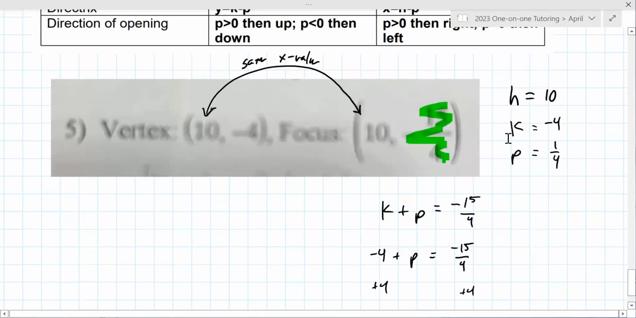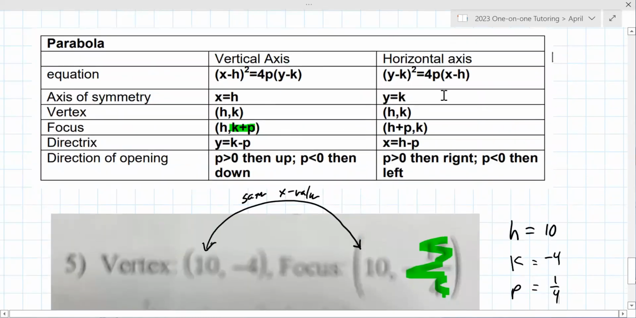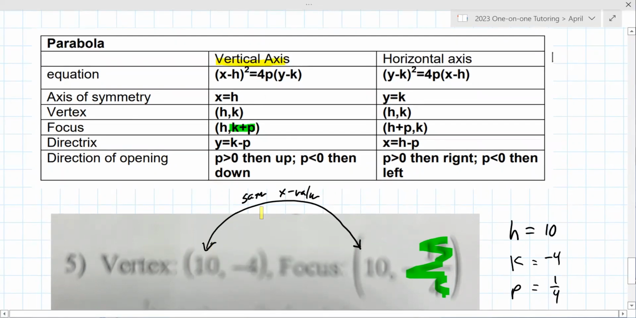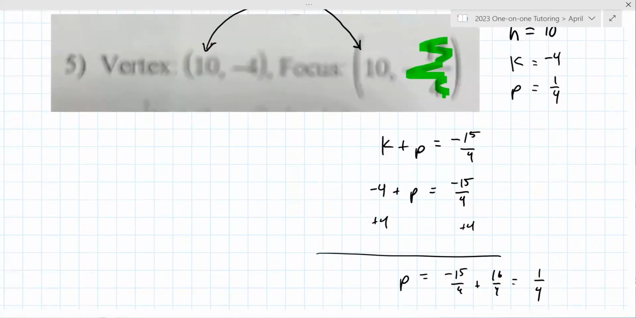So we found H, K, and P. We're in really good shape here. The other reason to know whether you're going down the vertical or horizontal axis is you need to know which equation to use. We now know that this is a vertical axis because they had the same x value, which means we're supposed to populate this equation. You need an H, a K, and a P. And you have an H, a K, and a P.